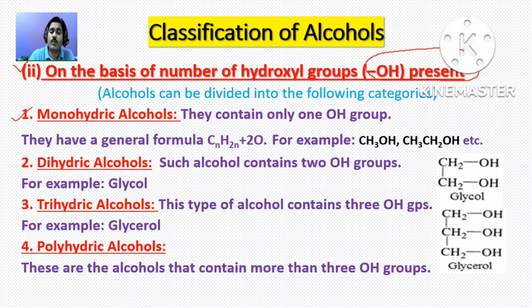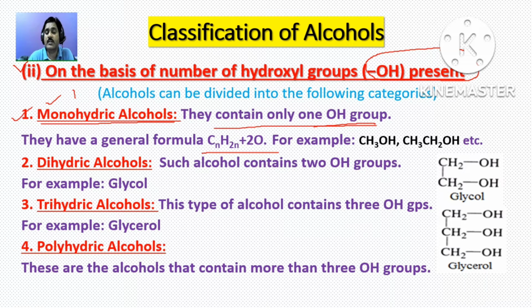These are monohydric alcohols. Mono means single, one. So monohydric alcohols are those alcohols in which only one hydroxyl group is attached. Only one OH group is attached, that is called a monohydric alcohol. The general formula for monohydric alcohols is CnH2n+2O.